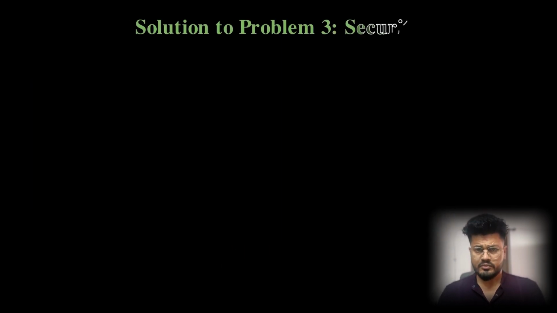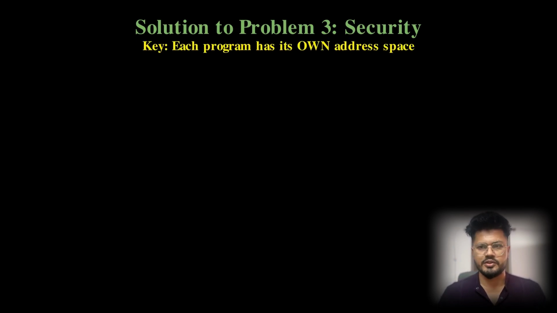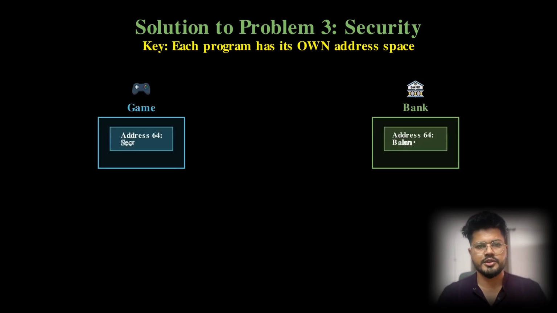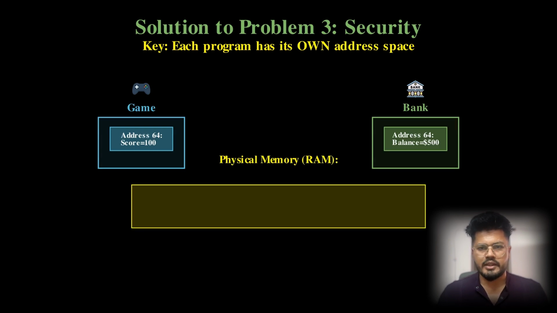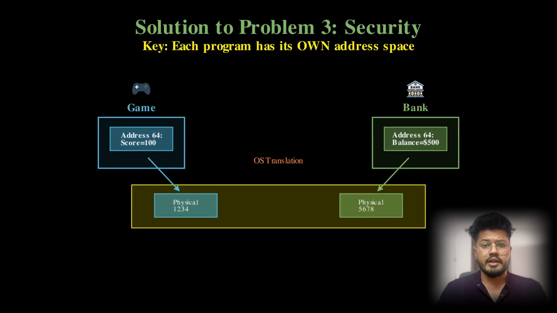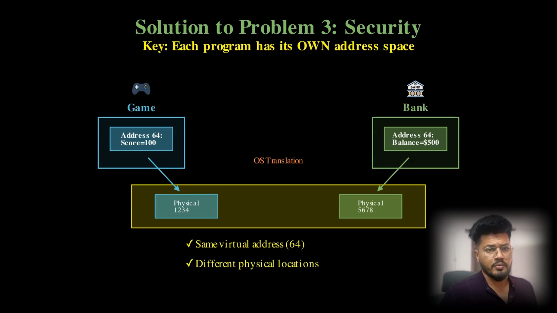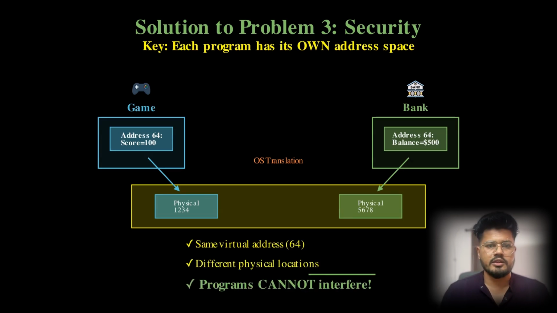The third problem is security. Suppose two programs are running, a game and a bank application, and they use the same virtual addresses. Virtual addresses always range from 0 to 2 raised to 32 or 2 raised to 64, so they will obviously have the same addresses. If one is storing a score at address 64 and the other is storing a balance at that address, those addresses are mapped to different addresses of the physical memory. With the help of our translation map we solve that problem, and an individual process will not interfere with another process's memory.